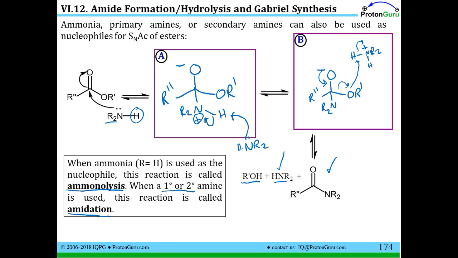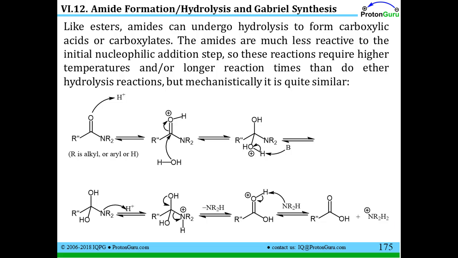Now notice that in order for this process to work, there is a step where you have to take an H away from the nitrogen. So you can't use N with 3 R groups. You can only use ammonia, which is NH3, or primary or secondary amine, so the nitrogen has 2 or 1 hydrogens respectively.